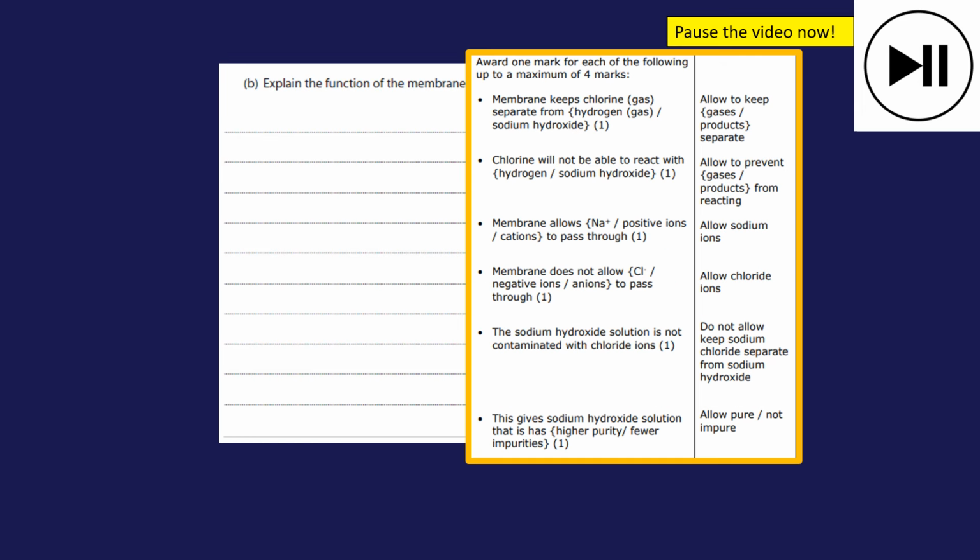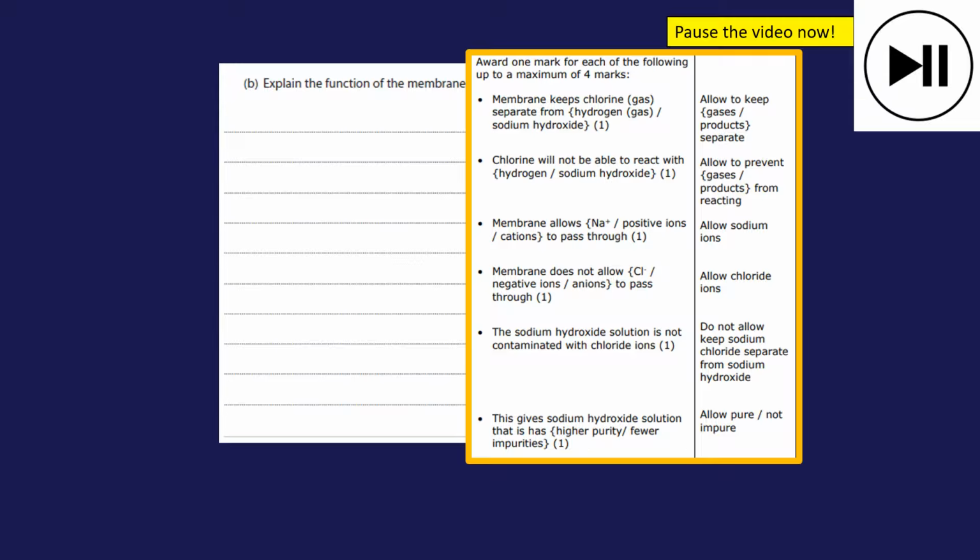Okay, so you don't have to list all of these things, but when we looked at the membrane, it was to, first of all, allow the sodium ions to flow, but the chloride ions could not. So the sodium ions can pass through the membrane, the chloride ions can't, and that means that the sodium hydroxide is not contaminated with the chloride ions. And also it means the chlorine won't be able to react with the sodium hydroxide. It also keeps the gases separate.